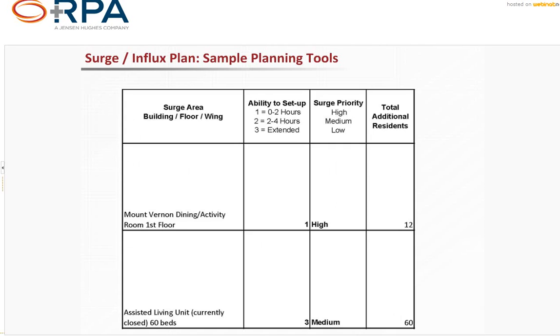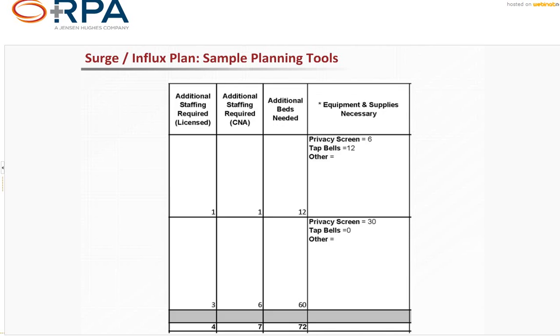You can see it a little bit clearer for those of you that did not download the actual document yet. As you can see here, here's where you prioritize in that first column your ability to set up and your surge priority and the number of residents, in this case 12, that they can get out of that one room. Additional staff, 1 licensed. They got 1 CNA that they're saying is required for that room.